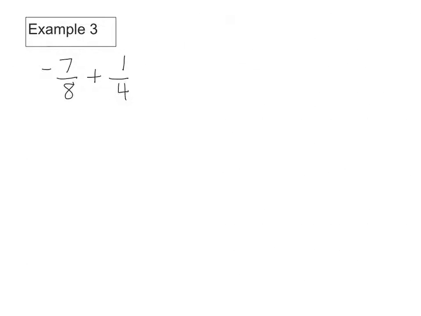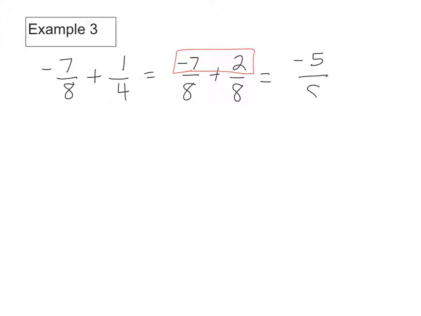Again, with this problem, we want to get a common denominator, and 8 is a common multiple for 8 and 4. So I've got negative 7/8, and then if I take 4 times 2, I get 8. 1 times 2, I get 2. And then I'm just going to focus on adding the numerators. So negative 7 plus 2, I get negative 5/8. And that is our final answer.